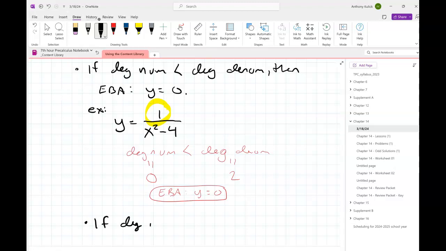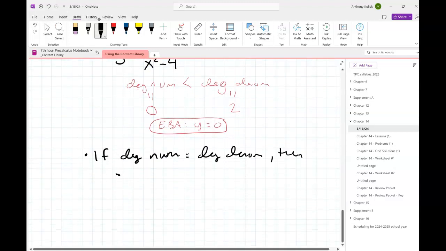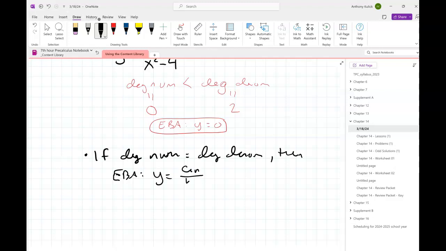If the degree of the numerator equals the degree of the denominator, then our end behavior asymptote is y equals a sub n over b sub n, where a sub n is the leading coefficient of the numerator and b sub n is the leading coefficient of the denominator.